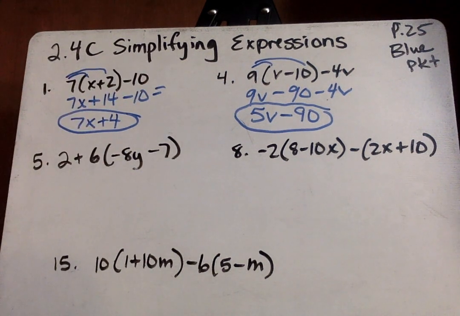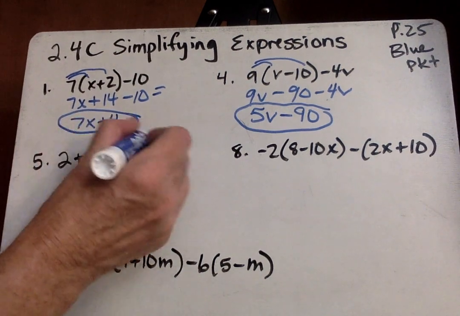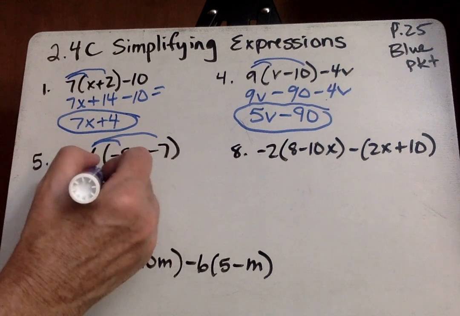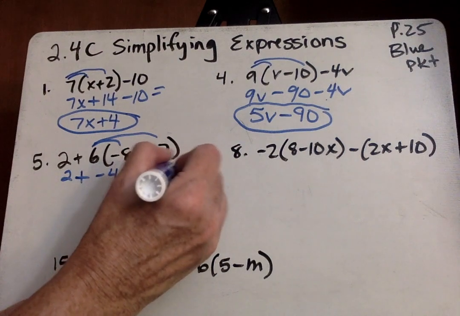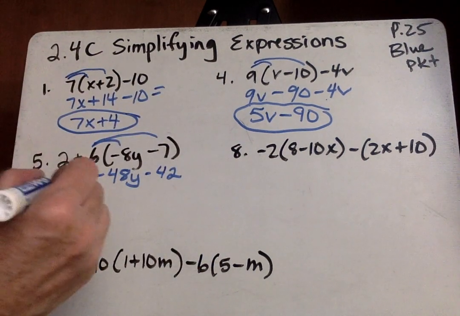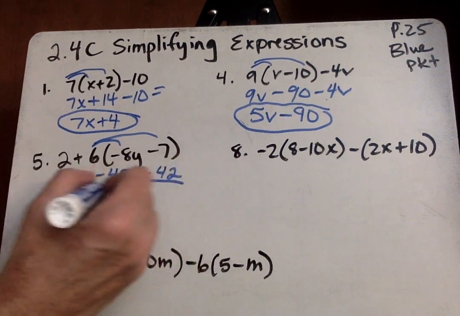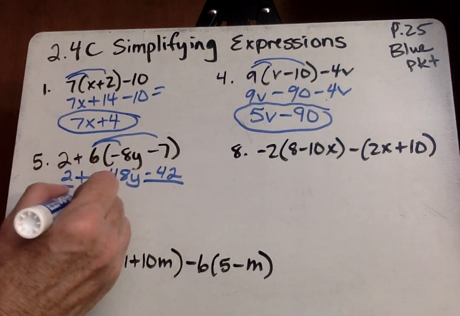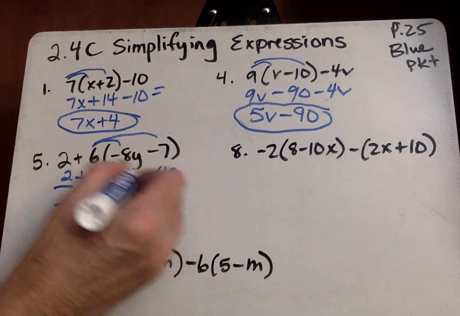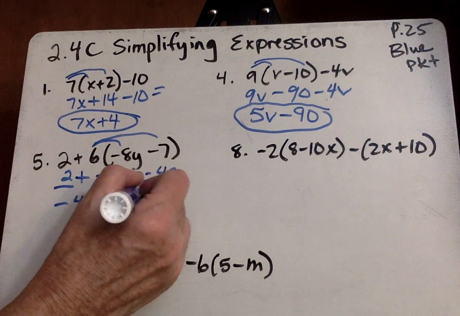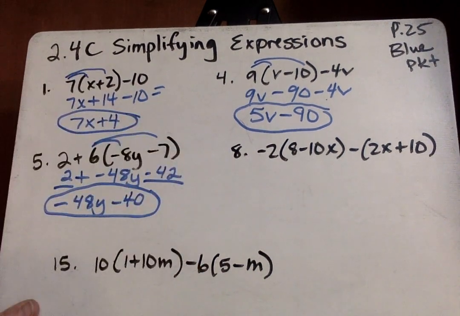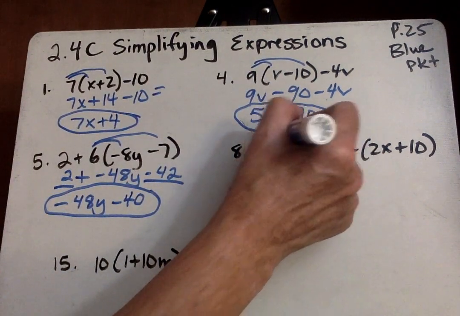Okay, next we go on to 5. We're going to multiply these. 6 times negative 8y is negative 48y. And then 6 times 7 is 42. Now we combine like terms. The negative 42 and the 2. This is the only y, so we leave it alone. Negative 48y and minus 42 plus 2. If there's nothing in front, it's positive. So negative 42 plus 2 is negative 40. It's a battle of signs, so we subtract. And you're done. Okay. Next, we go on to number 8, and it's a little bit of a trickster here.